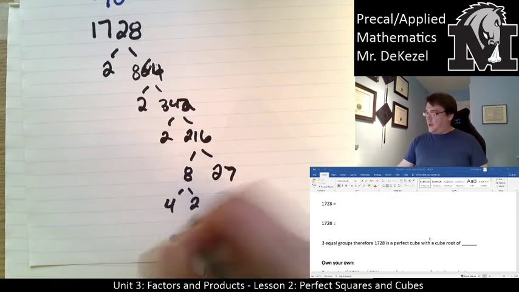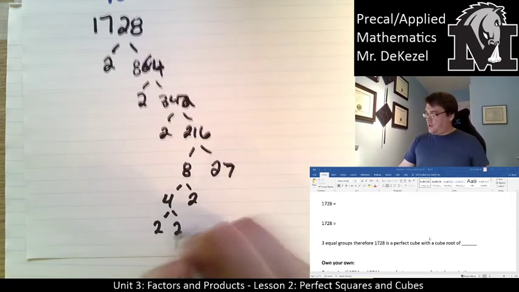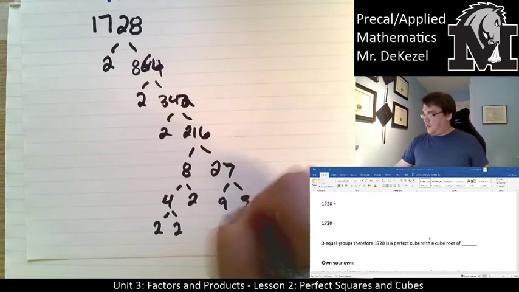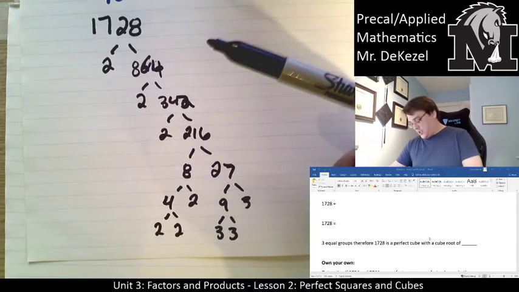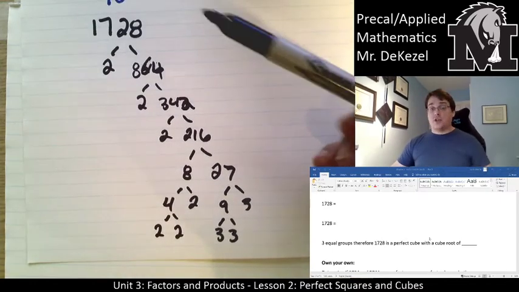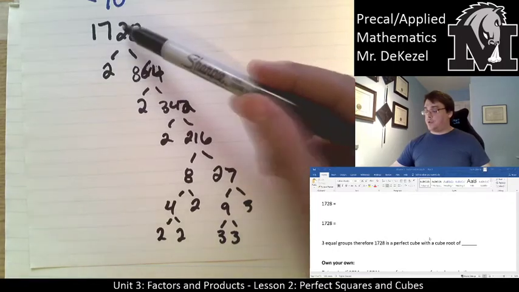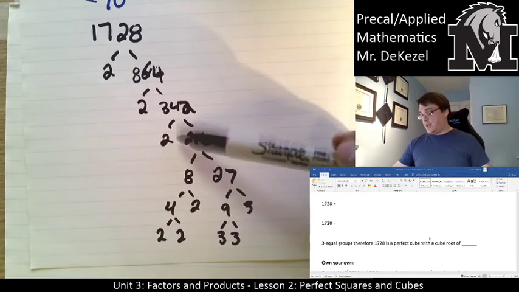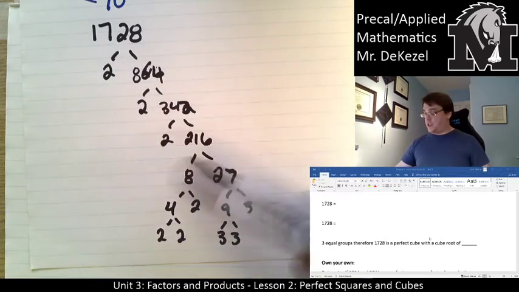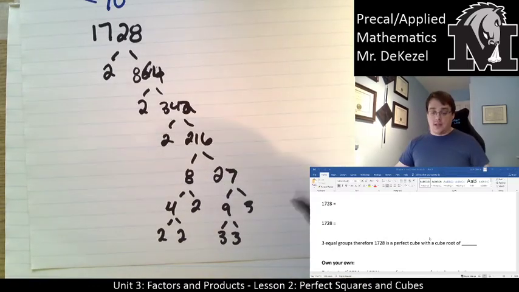4 and 2 for an 8. And then 2 times 2. 9 and 3. 3 and 3. So that is quite a large factor tree. It gets larger and larger as you only divide by a small number, like 2 each time. If we were to keep doing that, it would go really, really far. So it was a good thing I saw that 8 was here.